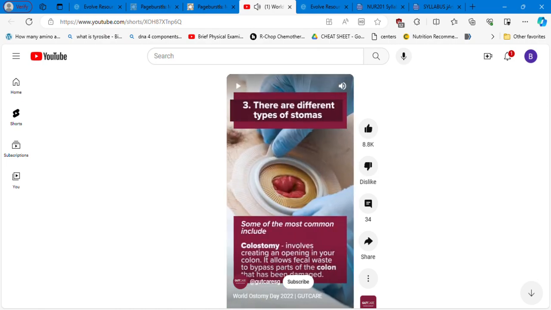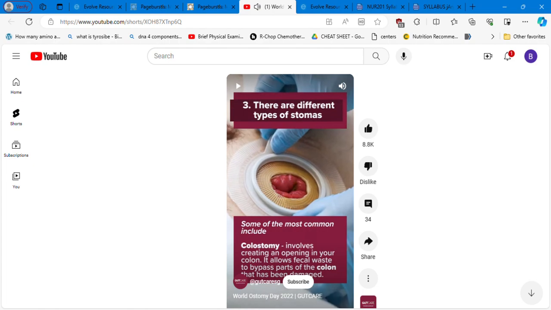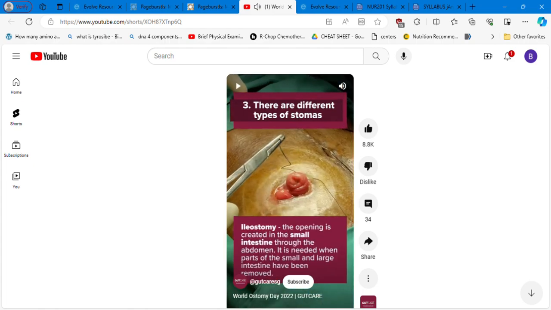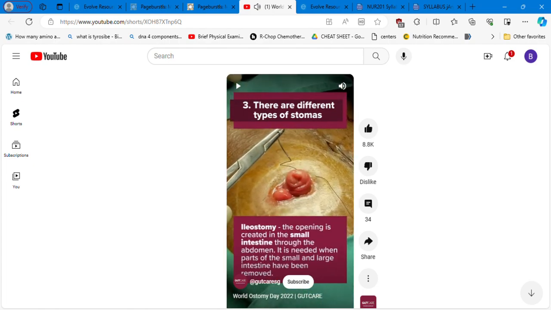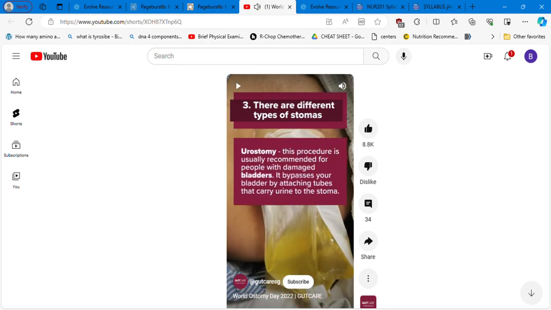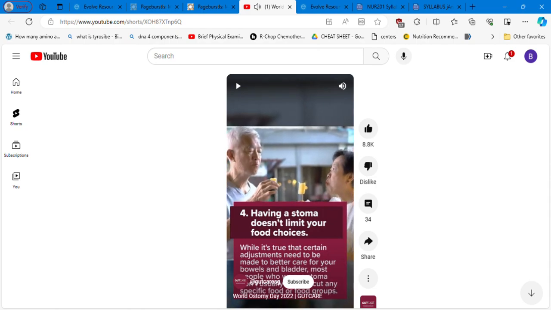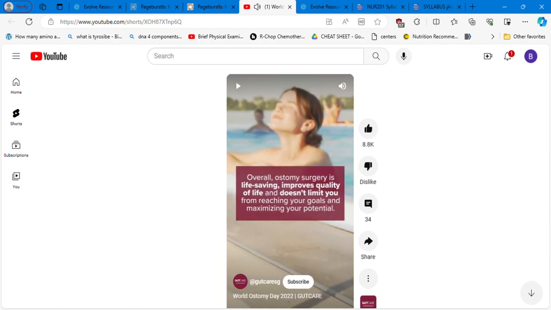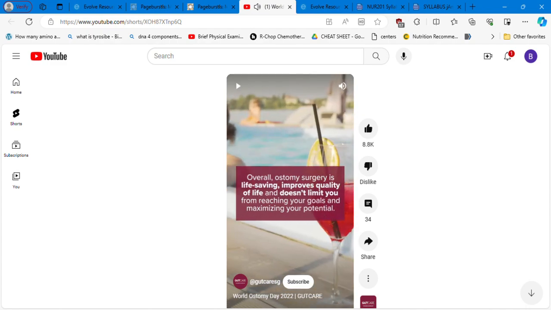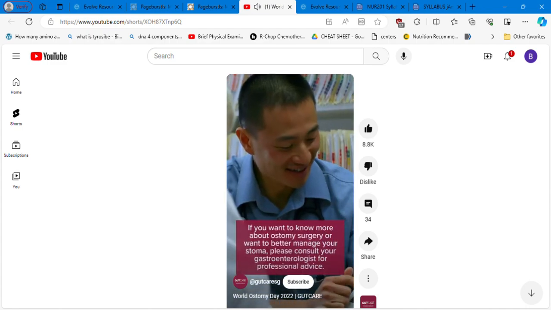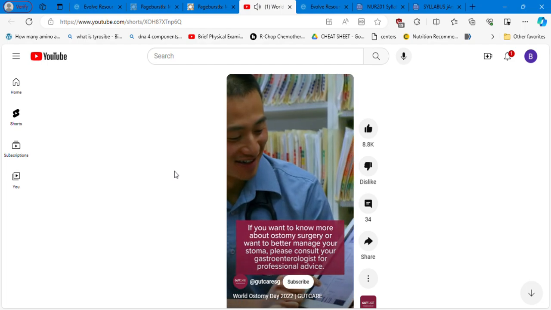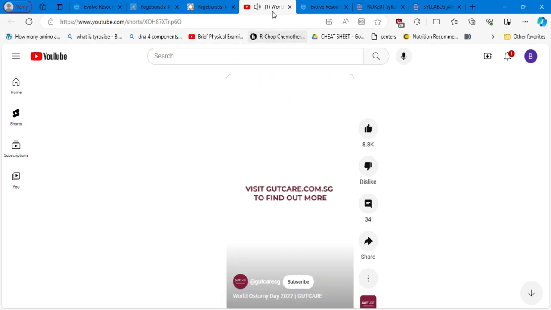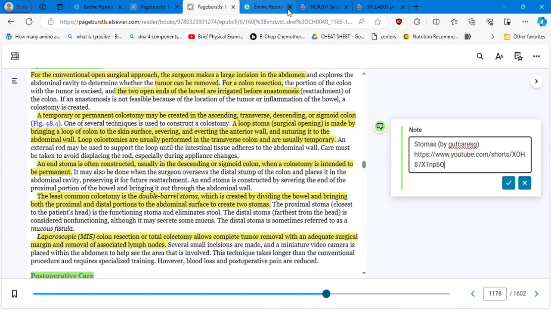Different types: colostomy, ileostomy, urostomy, thank you so much. I love the music.